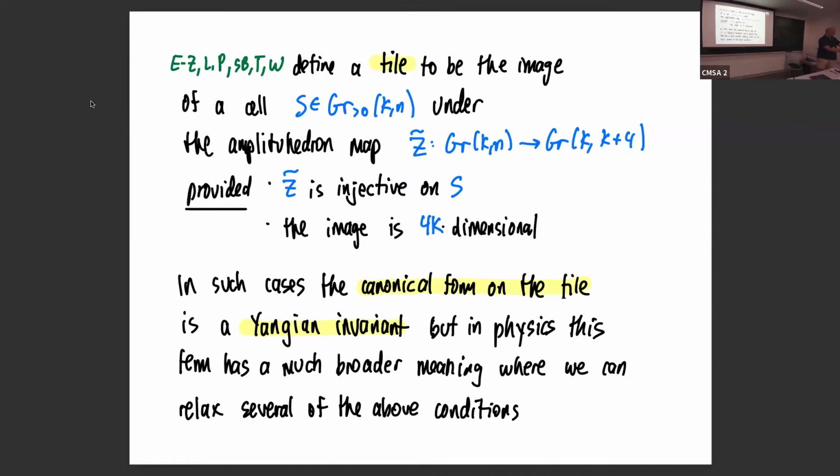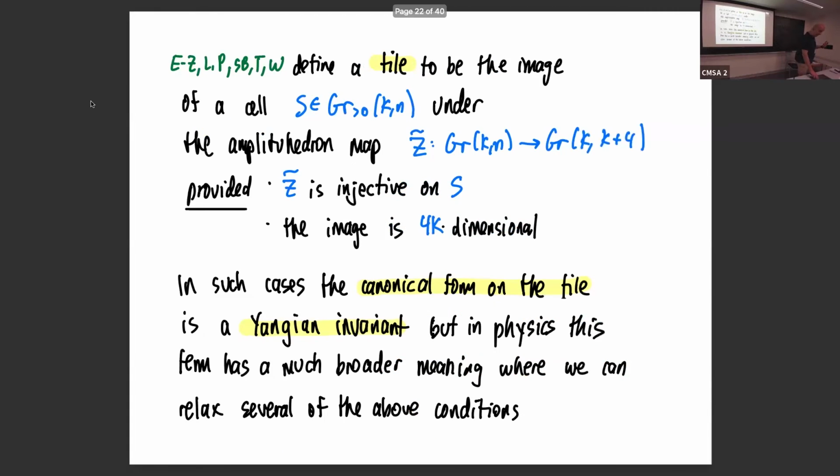And in such cases, assuming that these tiles are positive geometries, the canonical form on the tile is what in physics we have long called a Yangian invariant. But in physics, we use that term even for a broader class of objects where you can relax some of these assumptions. And the most innocent one you can relax is this requirement that the Amplituhedron map should be injective.